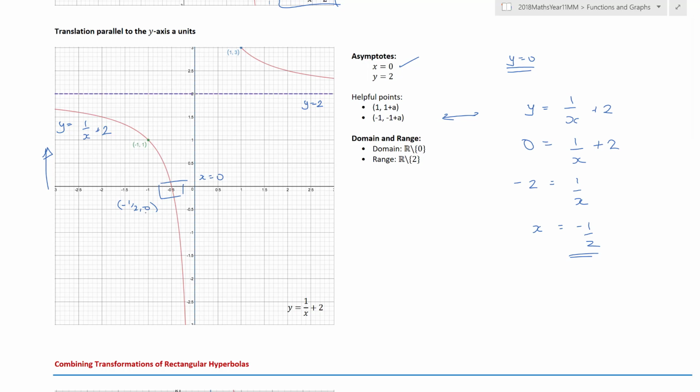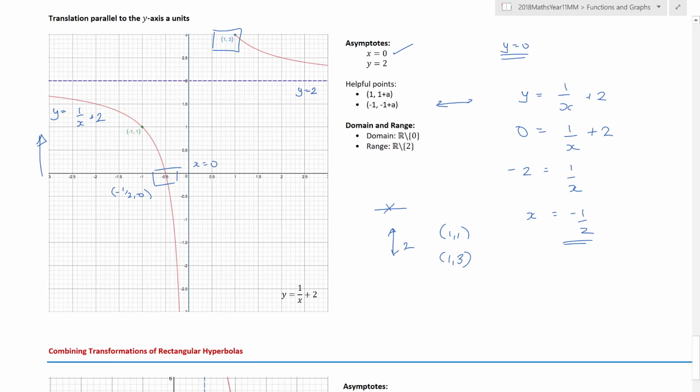All right? Helpful points. Once again, slightly run out of room on my graph. Let's actually make that so that you can see it. 1, comma 3. All right? We didn't move it horizontally, so there's no horizontal movement. But by moving the whole graph up by 2, my 1, comma 1 became 1, comma 3 because I added 2 onto each of my y values.